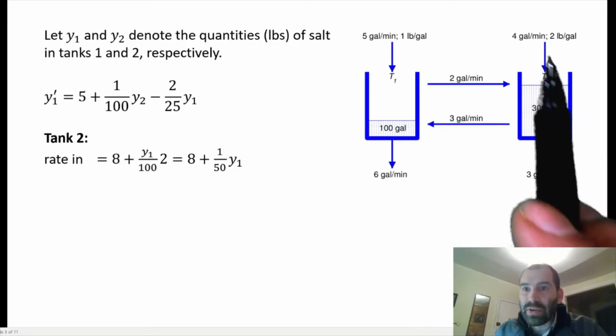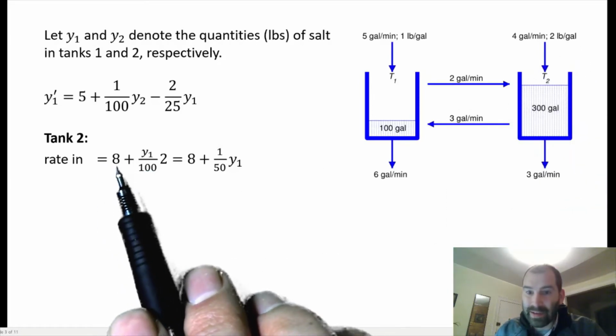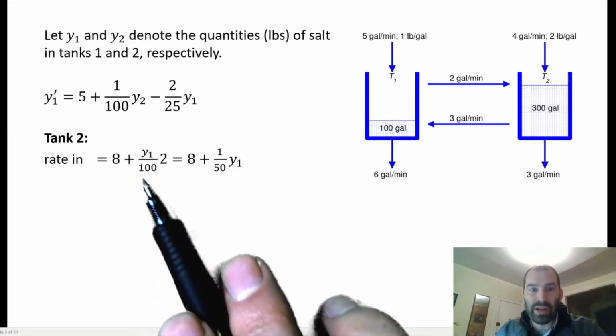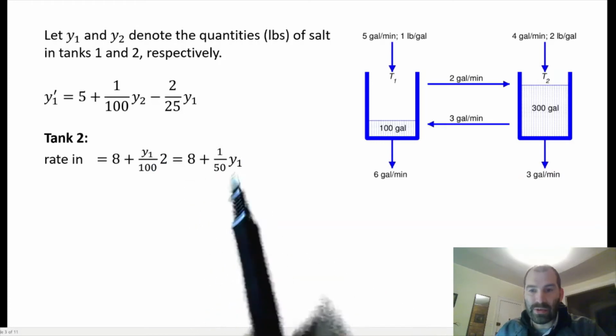Into tank 2, we've got 4 gallons per minute at 2 pounds per gallon. Multiply those, you get 8, right? But then we also have salt coming in from tank 1. That's this quantity here, concentration times the rate. So that's the rate in.